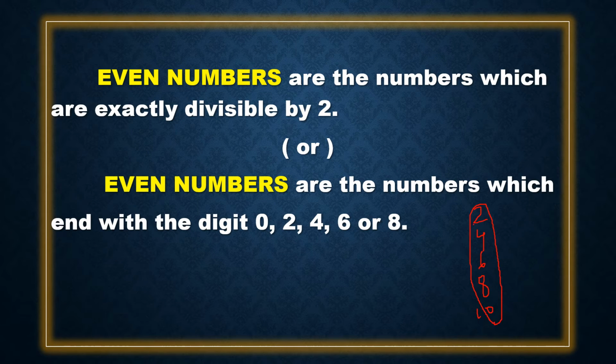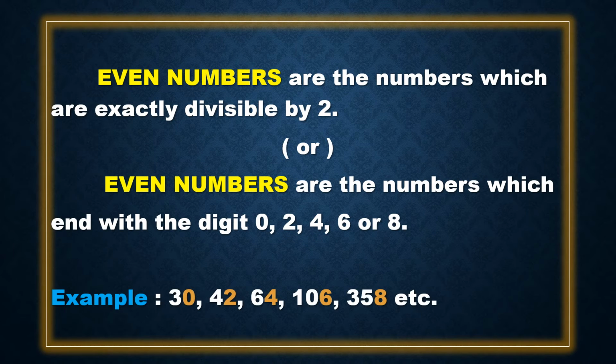So this units digit should be 2, 4, 6, 8 or 0. For any number you take, if the units digit is 0, 2, 4, 6, 8, then such type of numbers are even numbers. Okay, so here 30, I should see the units digit. It is 0, so 0 is present in this set, so it is an even number.